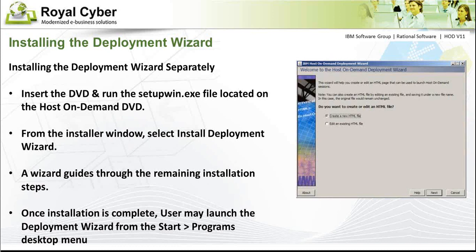To install and run the deployment wizard separately from the DVD, you need to do the following. Insert the Host On-Demand DVD in your DVD drive, and if your auto run is enabled, it will start automatically. Otherwise, you need to run the setupwin.exe file located on your DVD, and a wizard will guide you through the remaining installation steps. Once installation is complete, you can launch the deployment wizard from the Start menu of Windows and go to the program desktop menu.